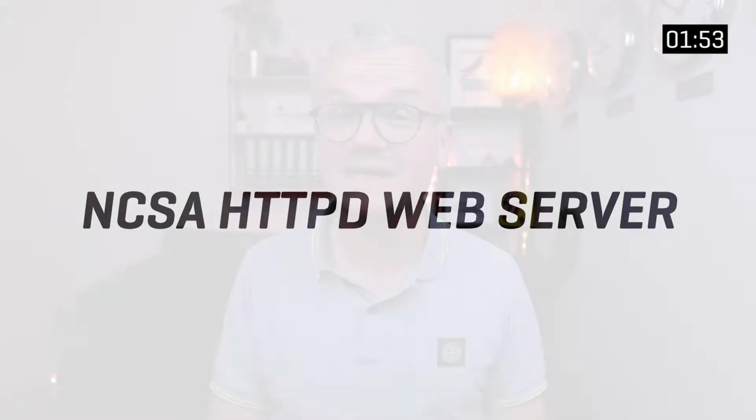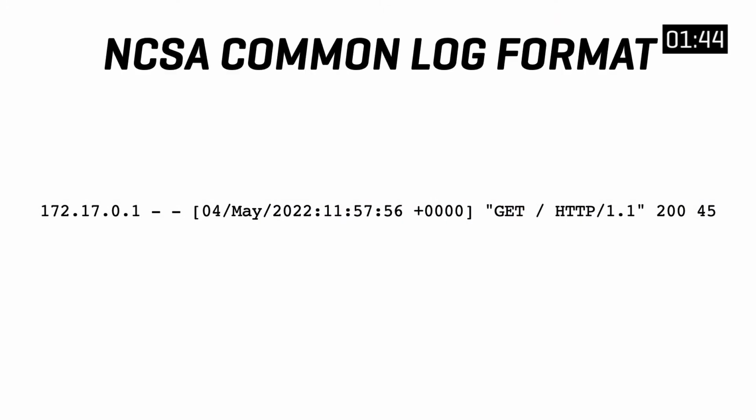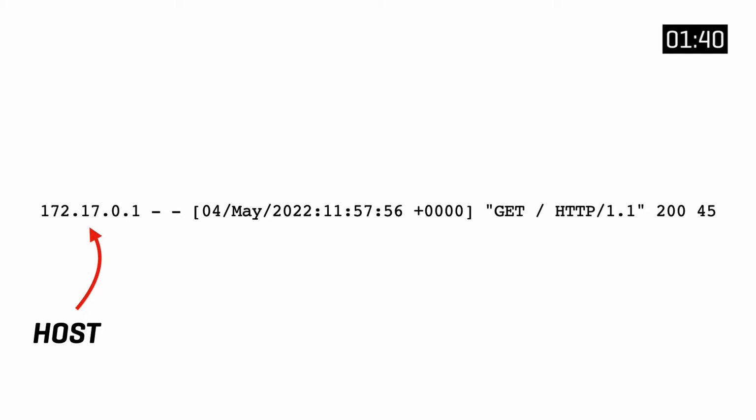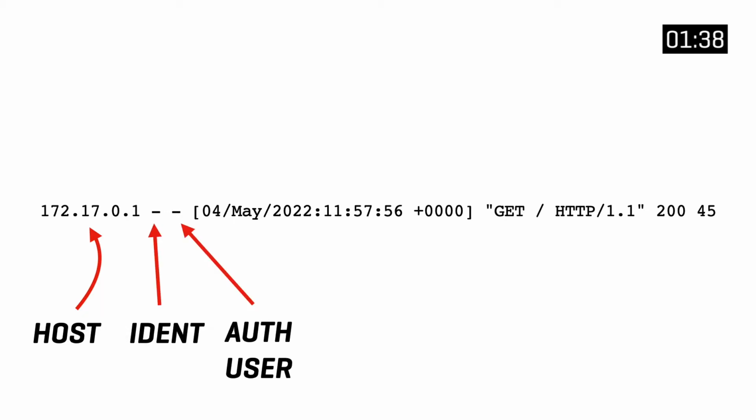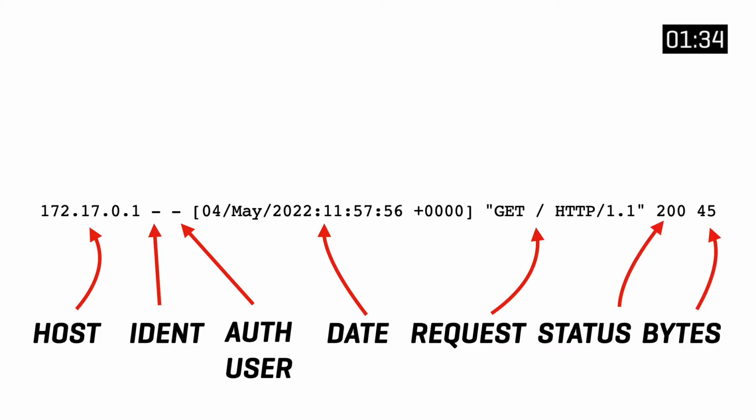It's short for National Center for Supercomputing Applications, and it's the organization that invented the NCSA HTTPD web server back in 1993. Because they were early on in the game, they also invented the corresponding log format, which is now an industry standard. We call it the NCSA Common Log Format and it contains the following fields. It starts with the host or client IP, the log identifier, authenticated user, the date and time, the first line of the request, the status code, and the bytes transferred.